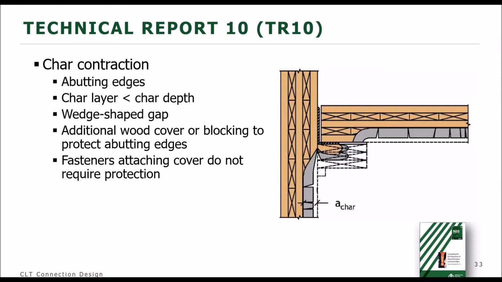So this is an illustration in the new updated TR10 that illustrates that concept of char contraction, and it goes into some further depth on calculating how much wood protection would be required for a given fire resistance rating.